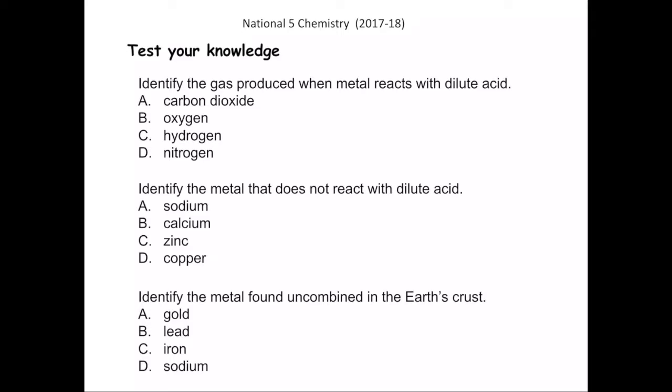Identify the metal found uncombined in the Earth's crust. Now let me remind you here that all the metals which are completely unreactive will be found uncombined in the Earth's crust. So the options are A, gold, B, lead, C, iron, D, sodium. A, gold is the correct answer.